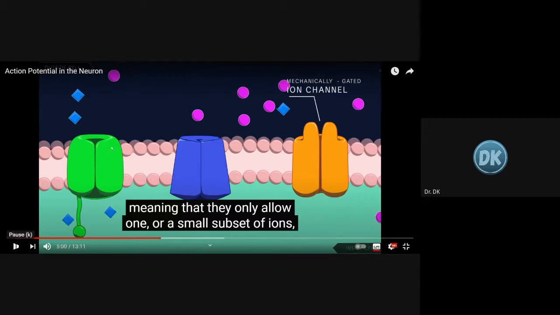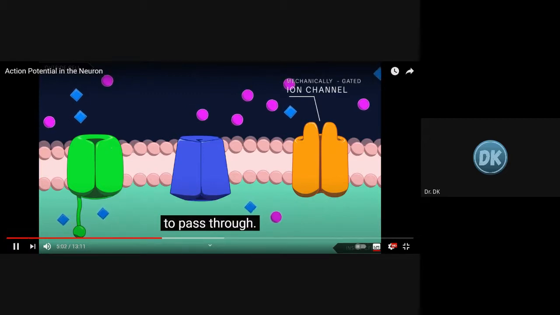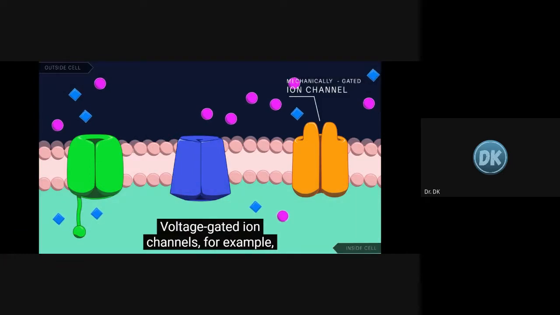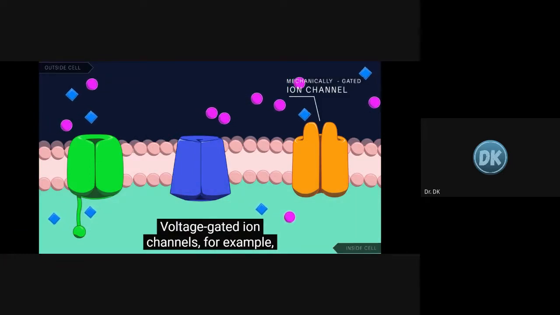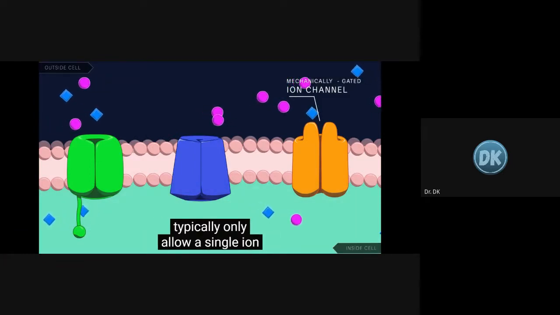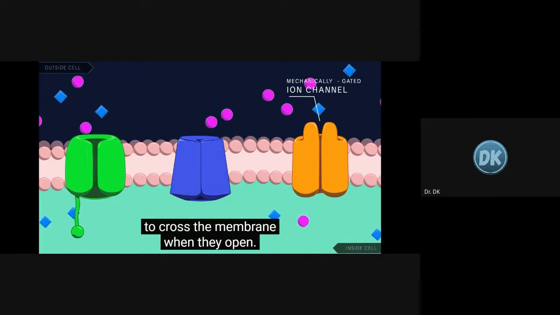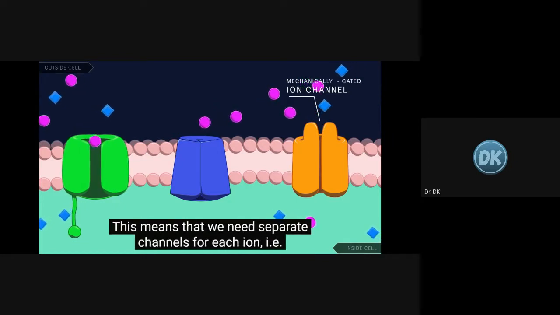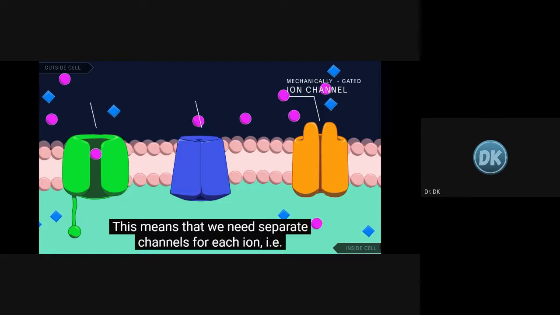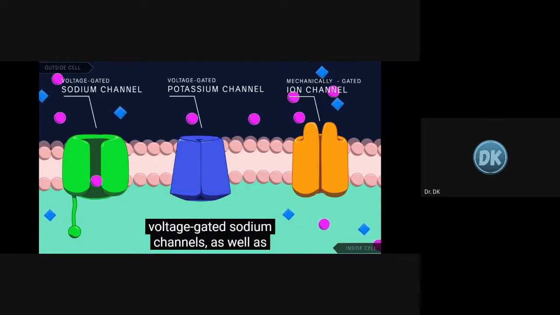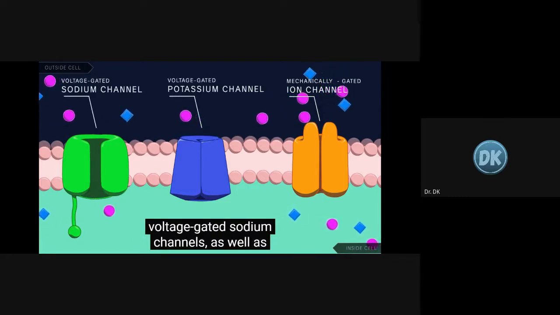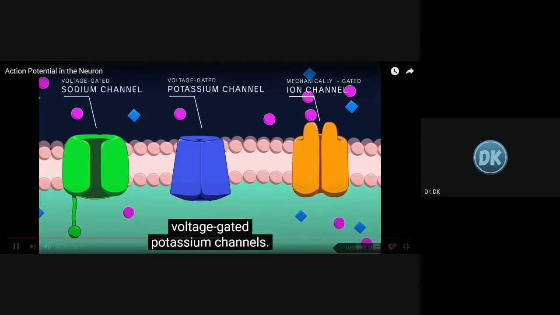Small subset of ions to pass through. Voltage-gated ion channels, for example, typically only allow a single ion to cross the membrane when they open. This means that we need separate channels for each ion, i.e. voltage-gated sodium channels as well as voltage-gated potassium channels.